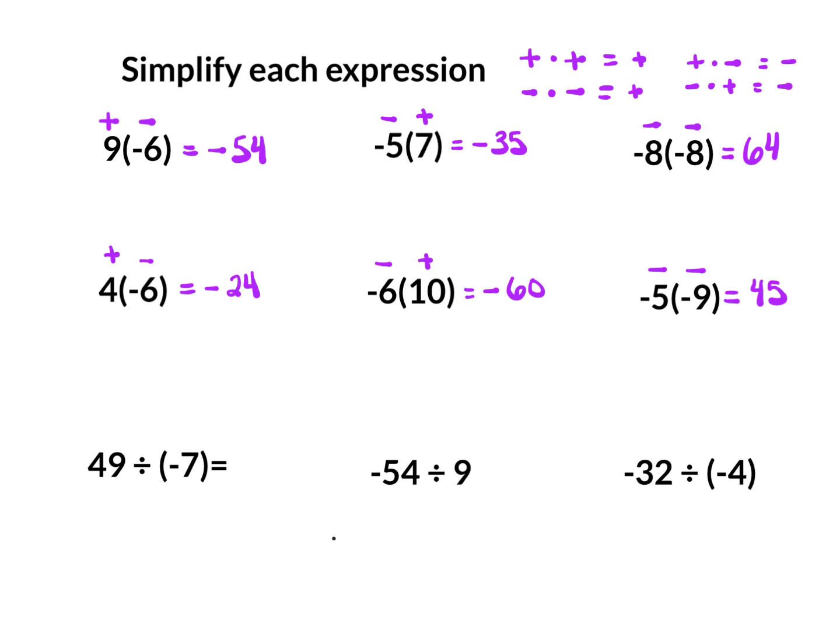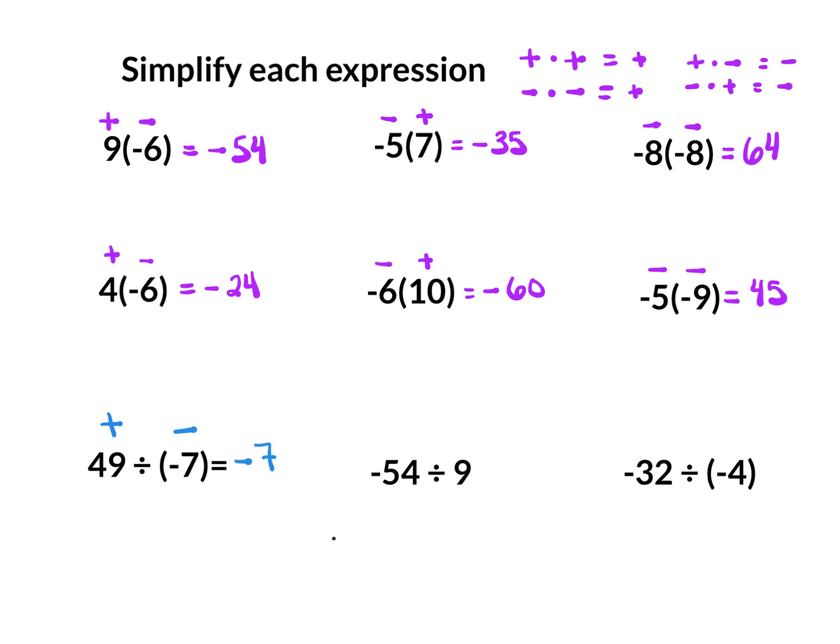Now let's go ahead and jump to the division here at the bottom, okay? Division and multiplication are inverses of each other, so the shortcuts are very similar. Here I have a positive divided by a negative. So because I have one of each, that means my answer is going to be negative. Now I can just look at this and say 49 divided by 7 is 7. So negative 7 is the answer.